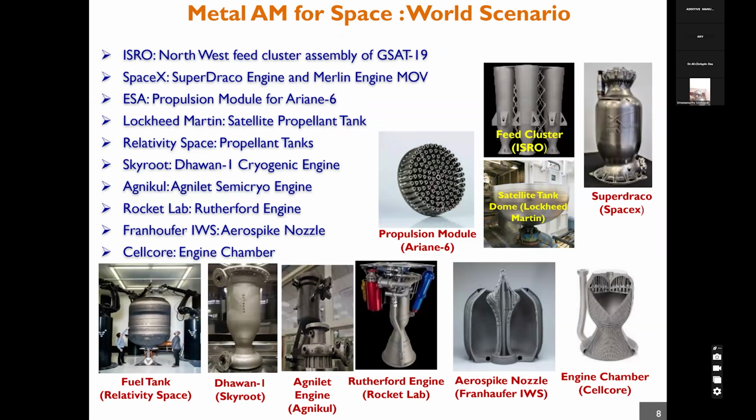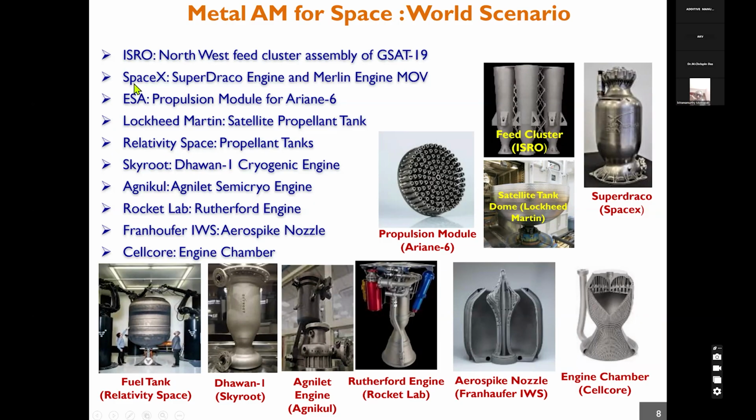So this slide shows a glimpse of metal additive manufacturing for space applications. It gives a world scenario. So we were early adopters of additive manufacturing at ISRO way back in 2017, wherein this Northwest Feed Cluster Assembly of GSAT-19 satellite was made through additive manufacturing. Of course, it was a satellite part, not a launch vehicle structural application part.